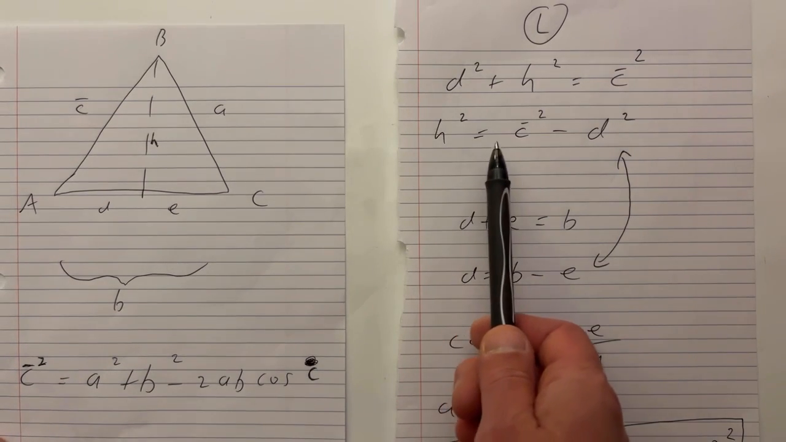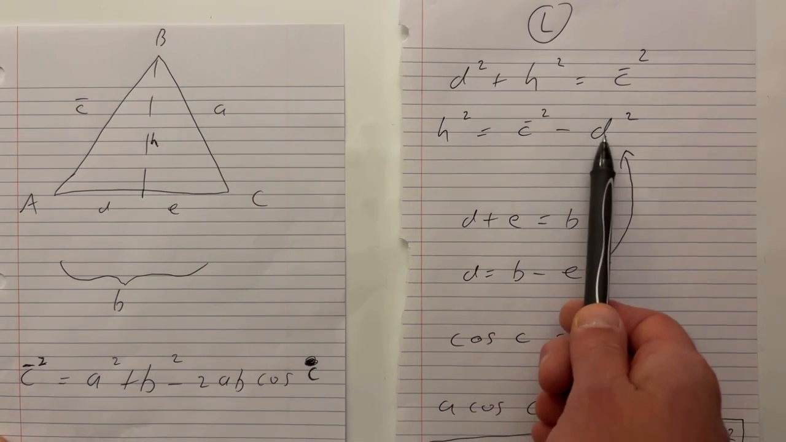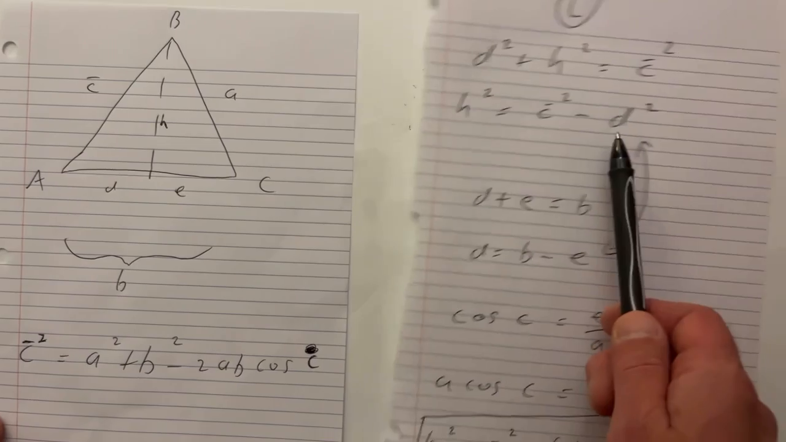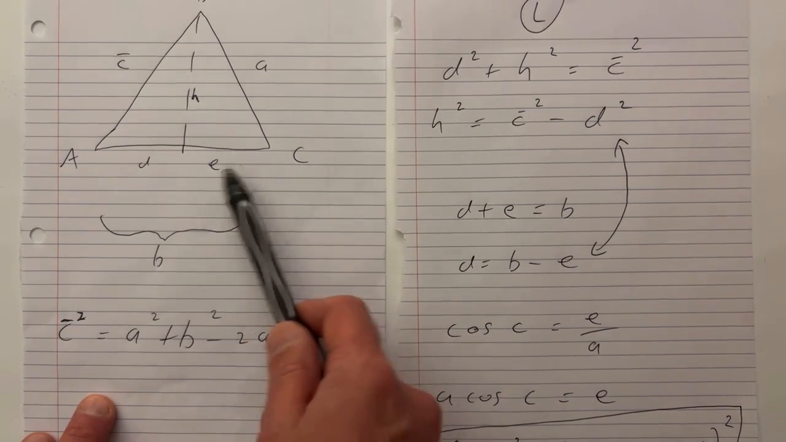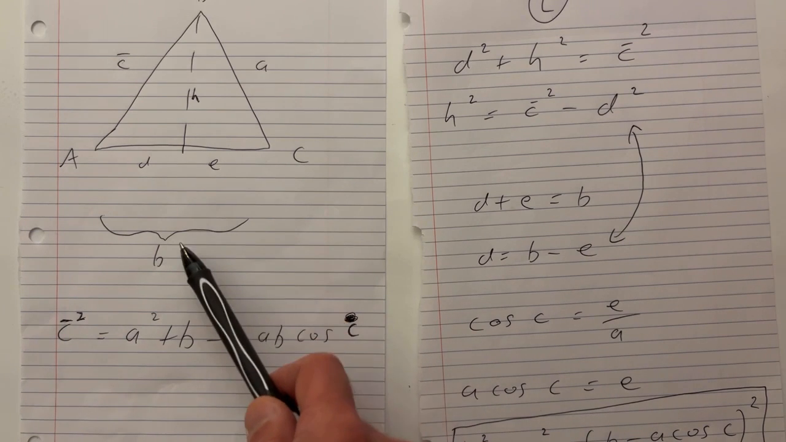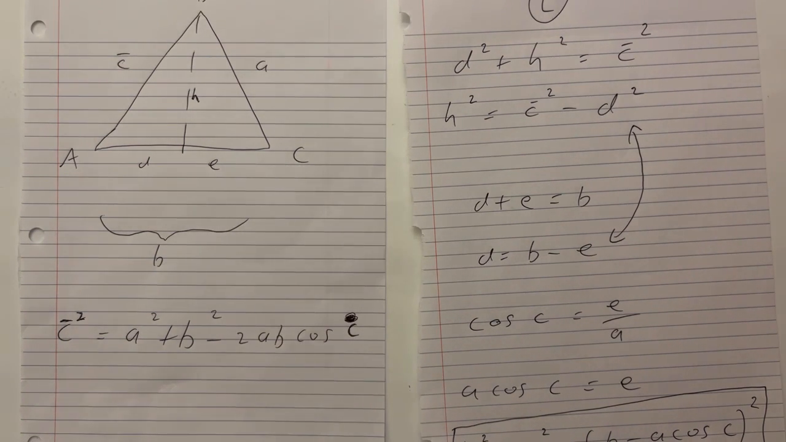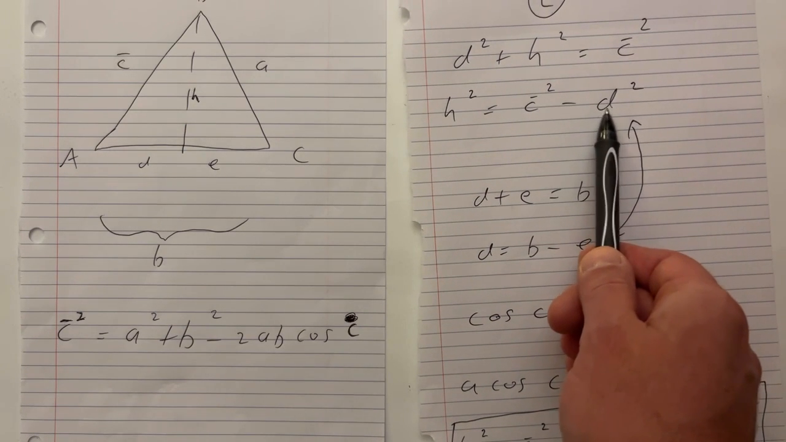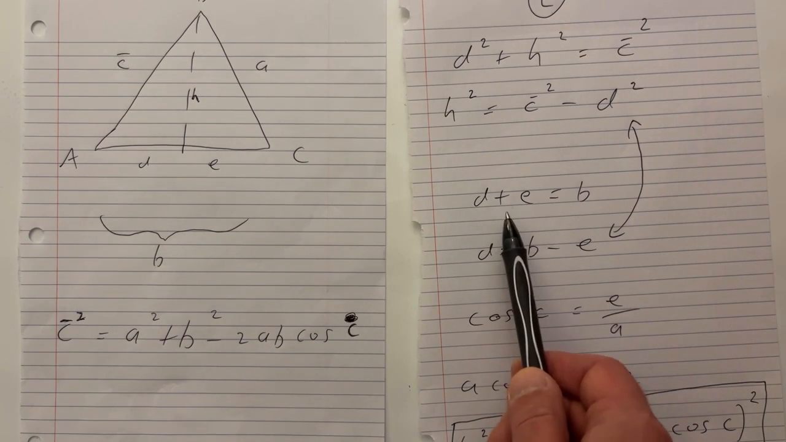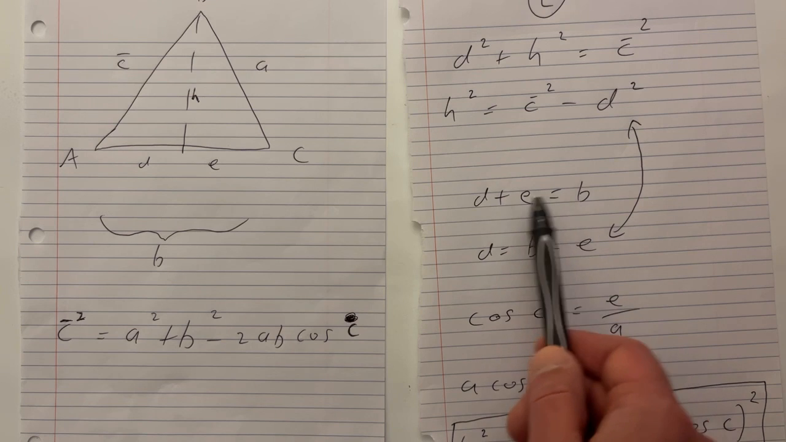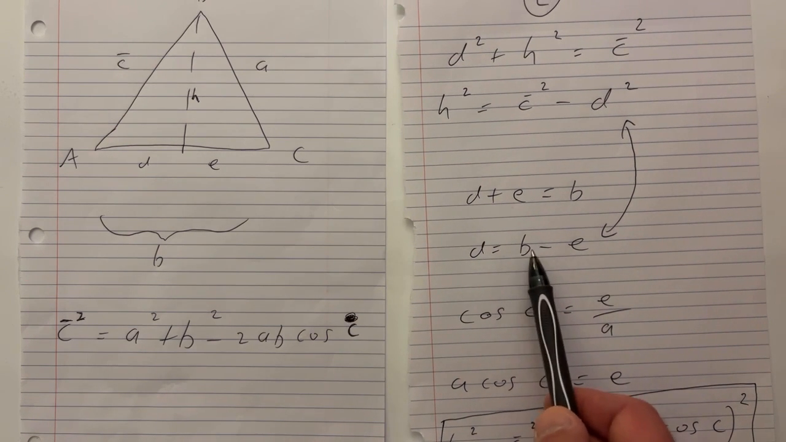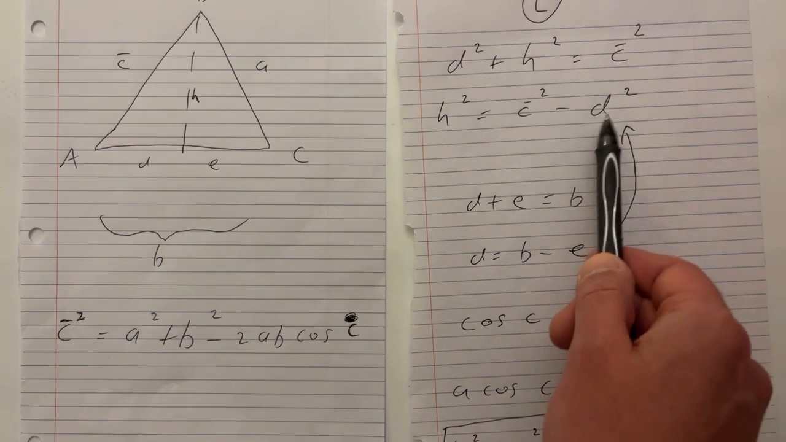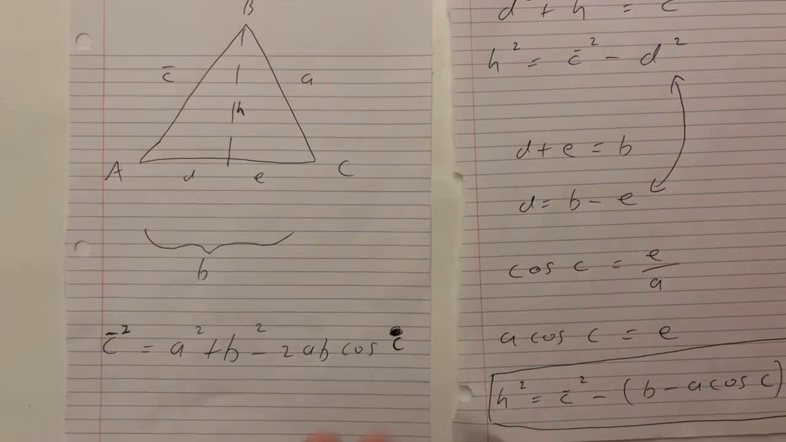So hotel squared equals Charlie squared minus delta squared. Your delta right there becomes: delta plus echo equals line segment bravo, because I cut bravo in half and made it delta and echo. Since we want delta, let's isolate delta from this equation. Delta equals bravo minus echo. So now we can plug bravo minus echo in for delta.